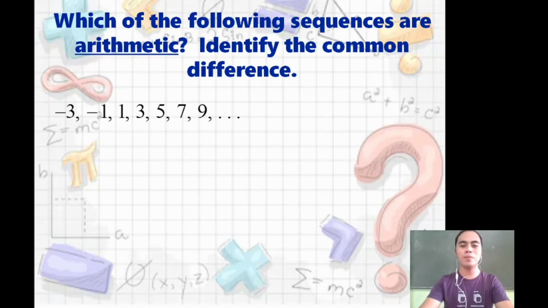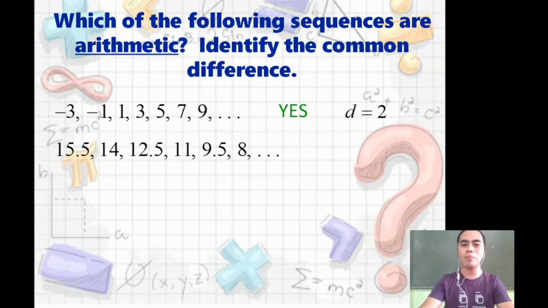First example, you have -3, -1, 1, 3, 5, 7, and 9. Is it an arithmetic sequence? Yes, very good, because they have the common difference of 2.